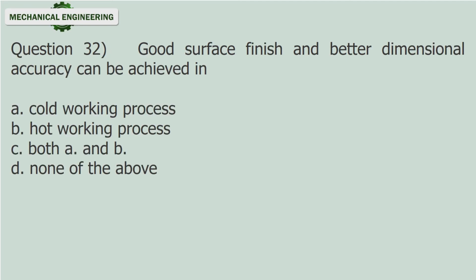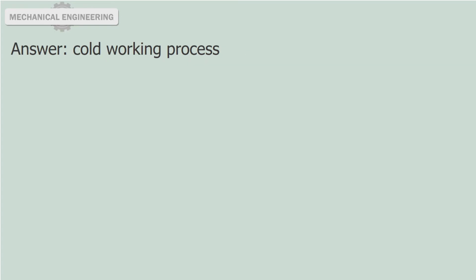Question 32. Good surface finish and better dimensional accuracy can be achieved in A. Cold working process. B. Hot working process. C. Both A and B. D. None of the above. Answer: cold working process.